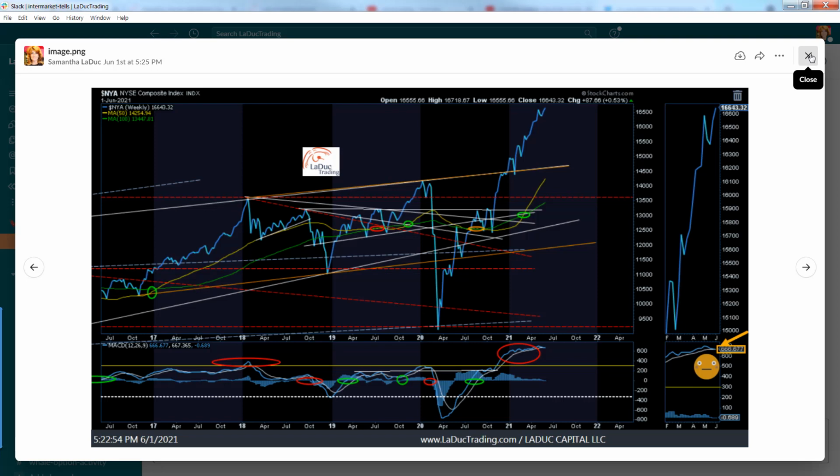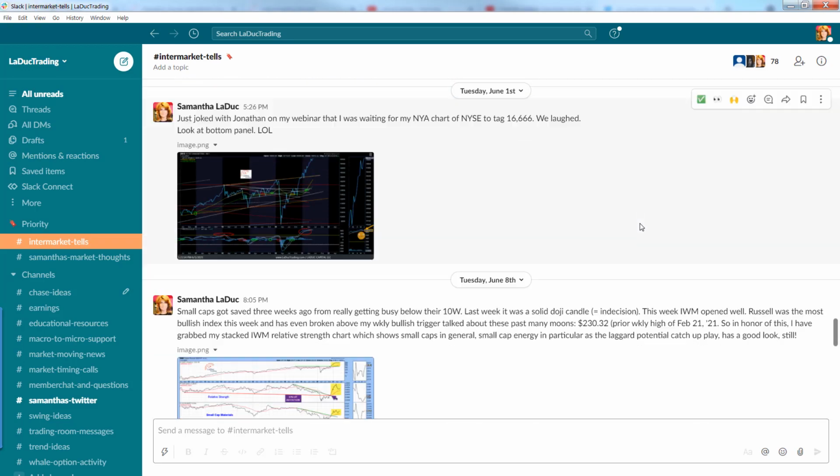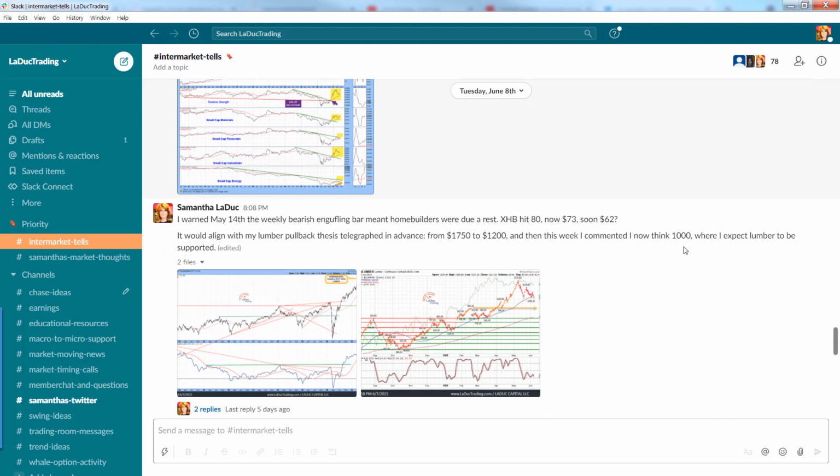NYSE is about 2,000 of your small caps, right? And that means I was getting a little nervous that small caps were going to start to potentially top out and roll over. So that actually worked. NYSE rolled over. Small caps were getting digestion.